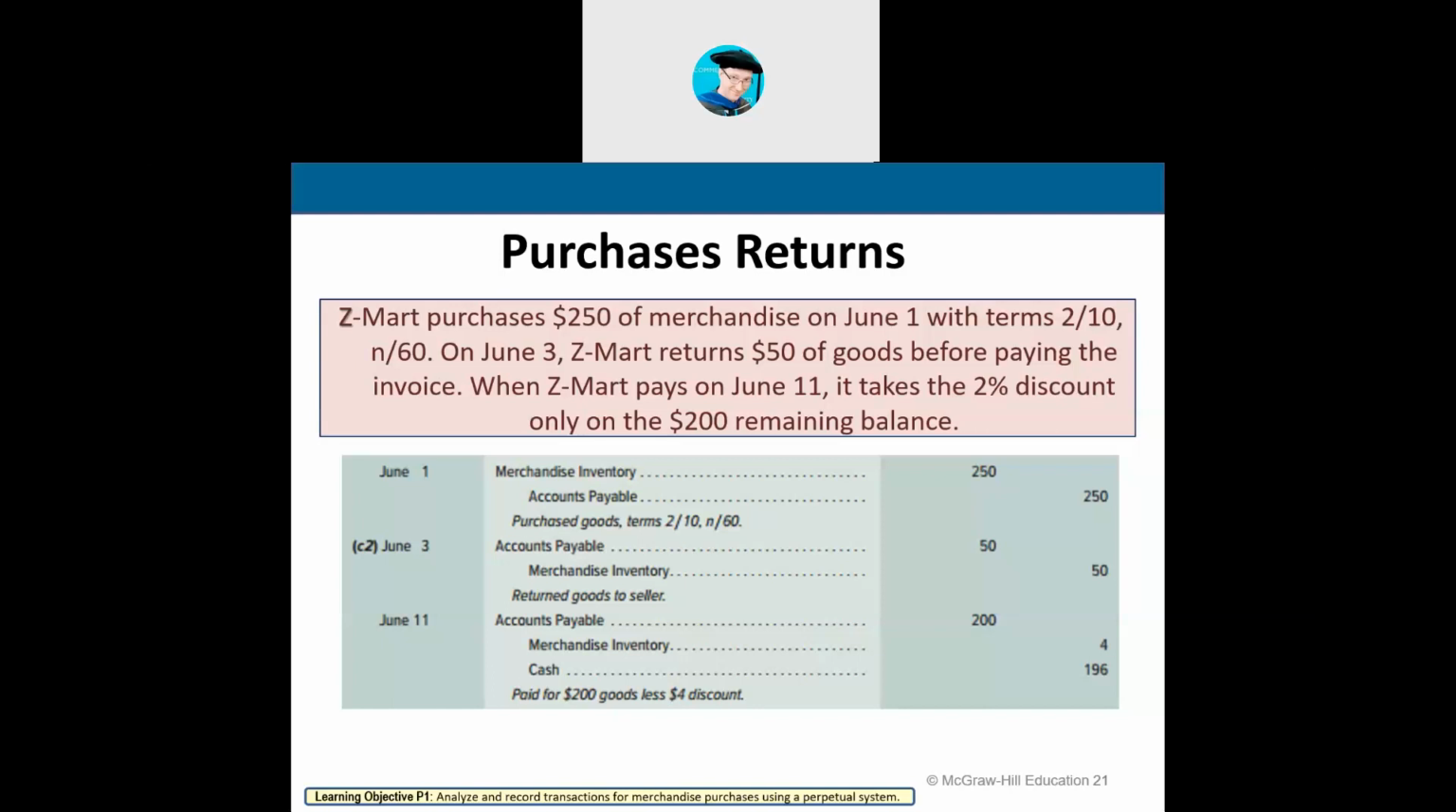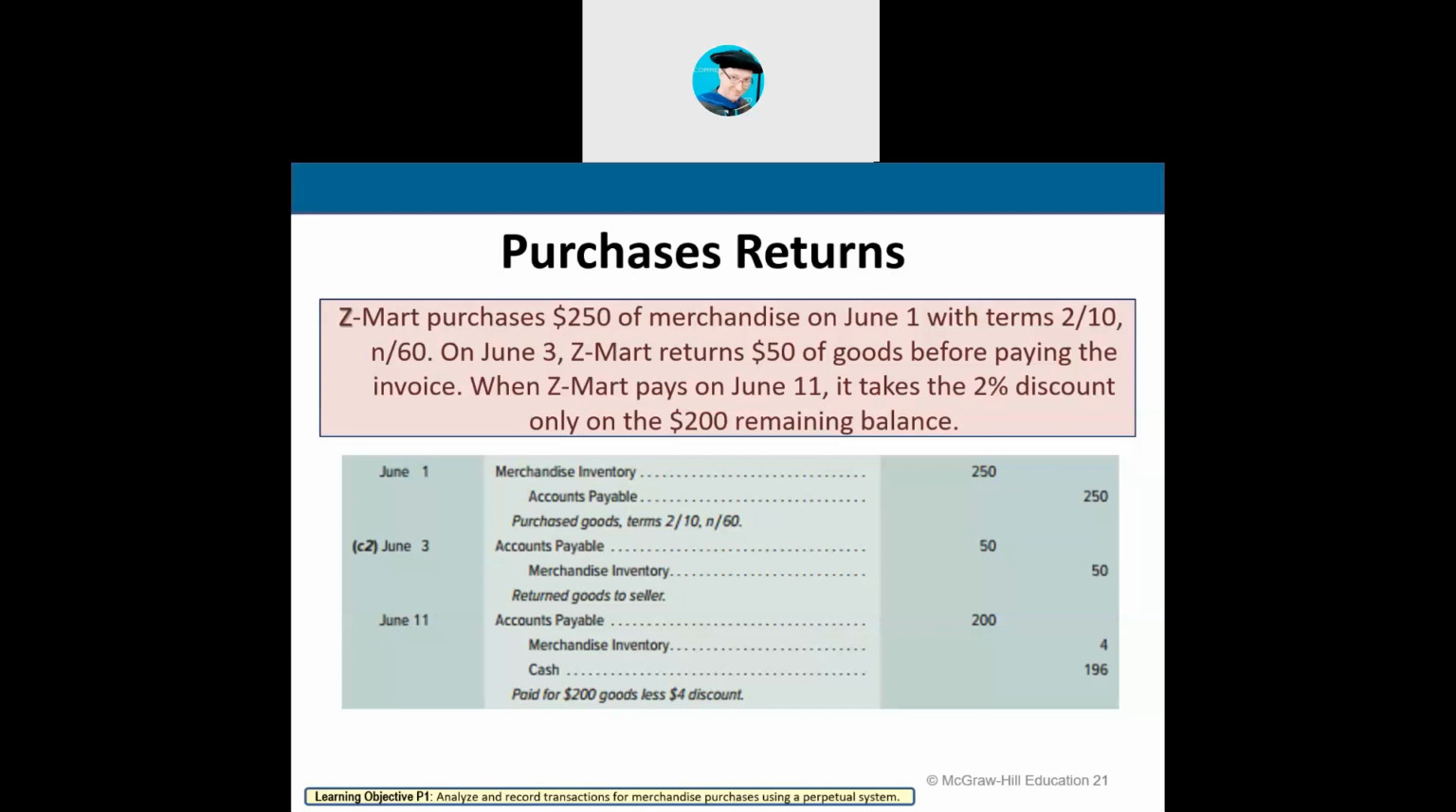On June 11th, we go to pay our bill that we received on June 1st. We're still taking that discount, I mean, we're still paying it within 10 days, but we're also going to send back the broken inventory of $50. So I'm going to debit accounts payable 200, and I'm going to reduce the accounts payable to 200. I'm going to credit merchandise inventory by $4 to represent the $4 discount.